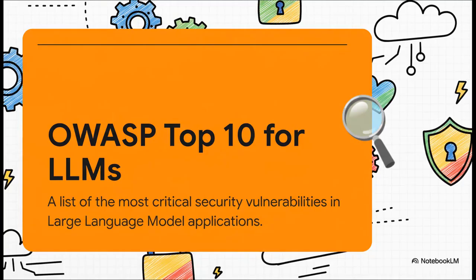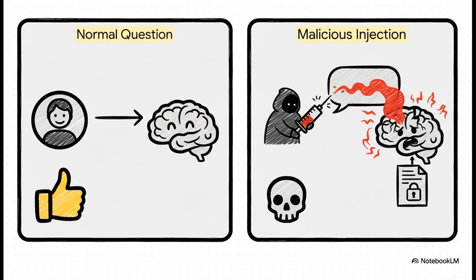And this is it. The OWASP Top 10 for large language models. Now, if you haven't heard of them, OWASP is the Open Web Application Security Project. They're basically the global authority on this stuff. So this list, you can think of it as the official playbook for the most dangerous ways an AI can be attacked. So the number one threat on that list is something called prompt injection.